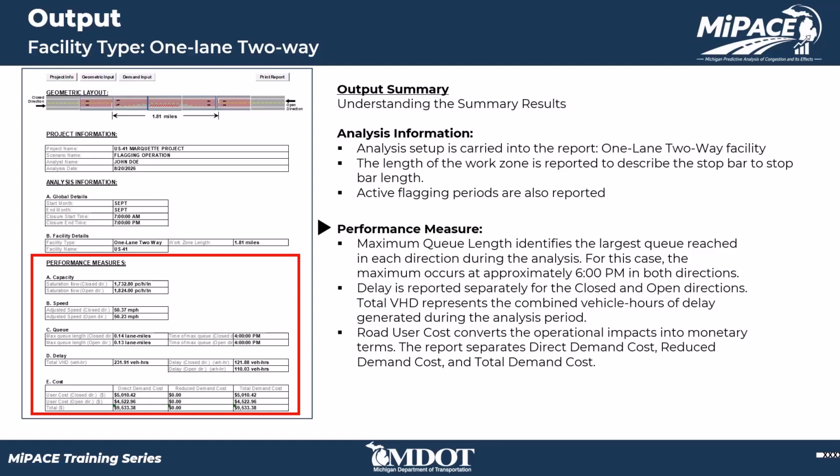The delay section separates vehicle hours of delay by direction and also reports the total vehicle hours of delay across the whole operation. The cost section then converts those directional impacts into road user cost and reports the total cost for the flagging scenario.